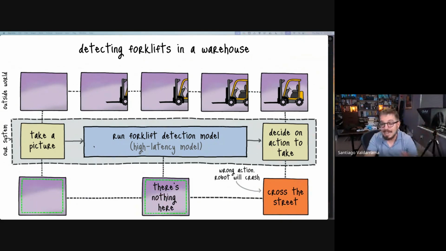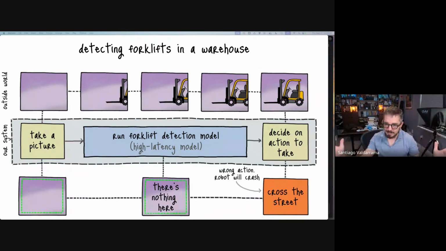And that model is a high latency model. It takes a long time for that model to return an answer because we have a very fancy algorithm to detect forklifts, okay? And while the model is working, look who's showing up. There is a forklift. At the end of the process, the model says, you know what, there is nothing here, so let's tell the robot to just cross the street. And the robot tries to cross the street at this point in time. There is a forklift coming right there. You see what the problem is?